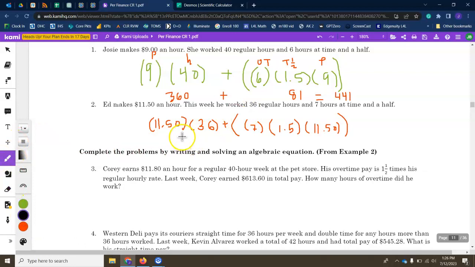11.50 times 36 is $414. We are adding to that whatever this calculation is, 7 times 1.5 times 11.50. We get $120.75. This will equal our final answer when we add it to $414. So plus 414, Ed made $534.75.